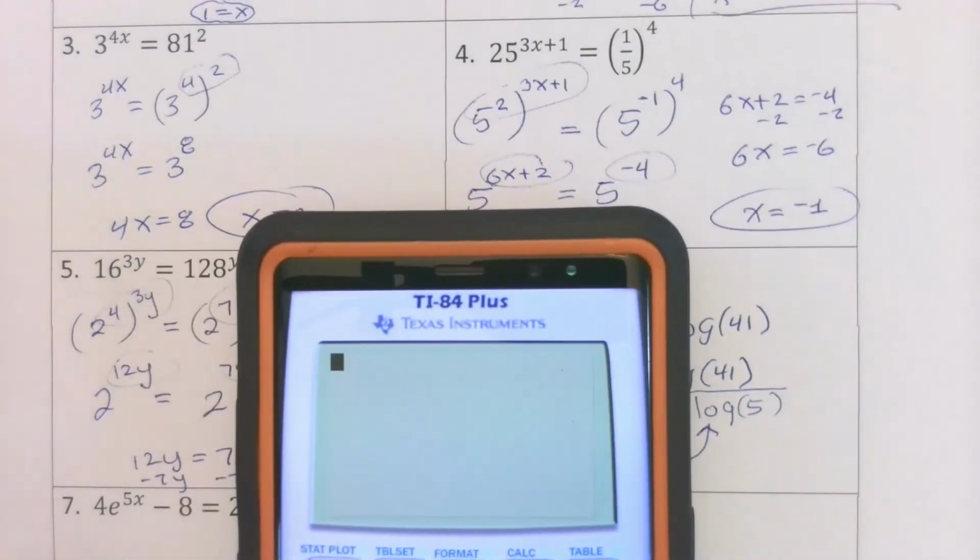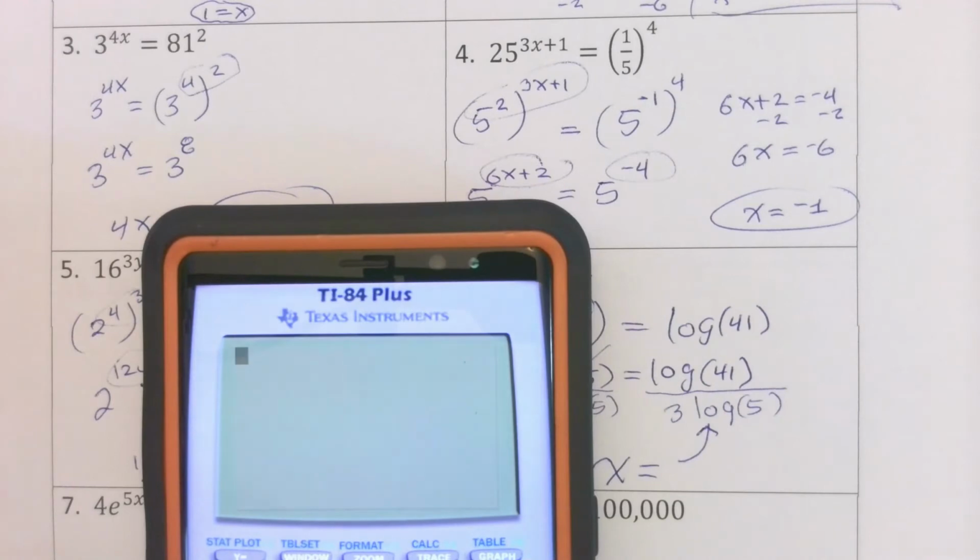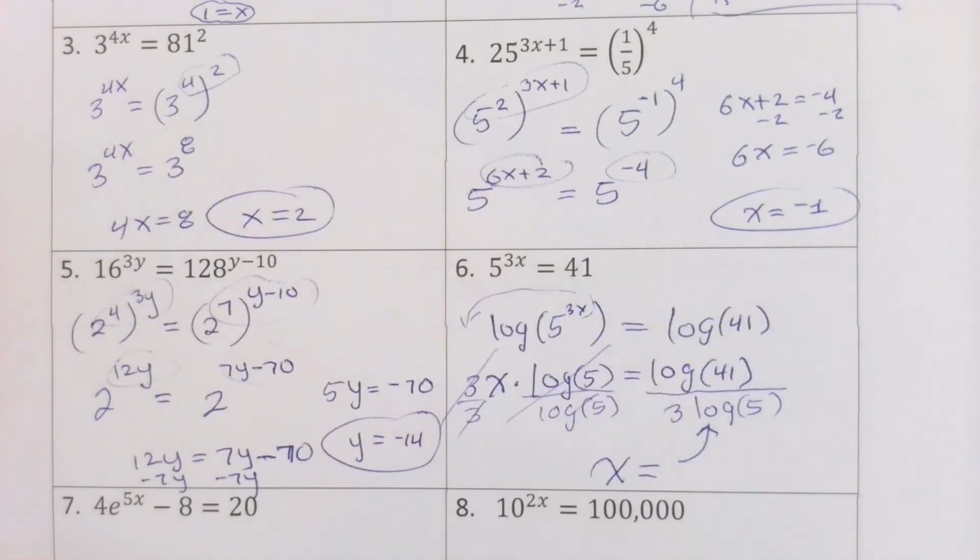And we're going to do that by going log 41 divided by 3 divided by log 5. You got to divide by both of those. And the decimal you get for that is about 0.769, approximately.